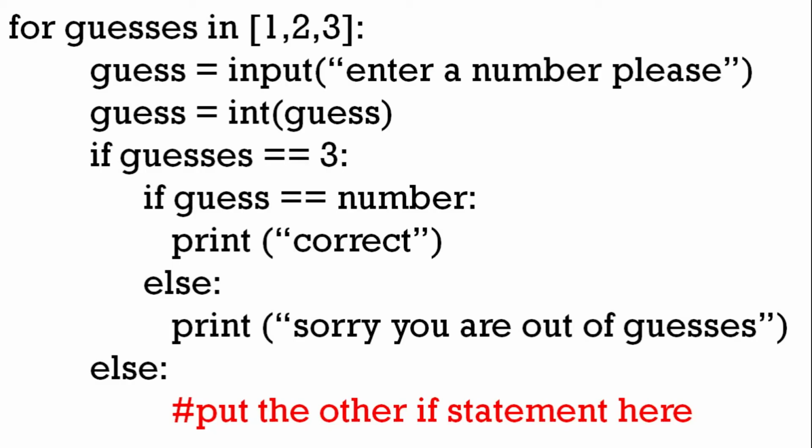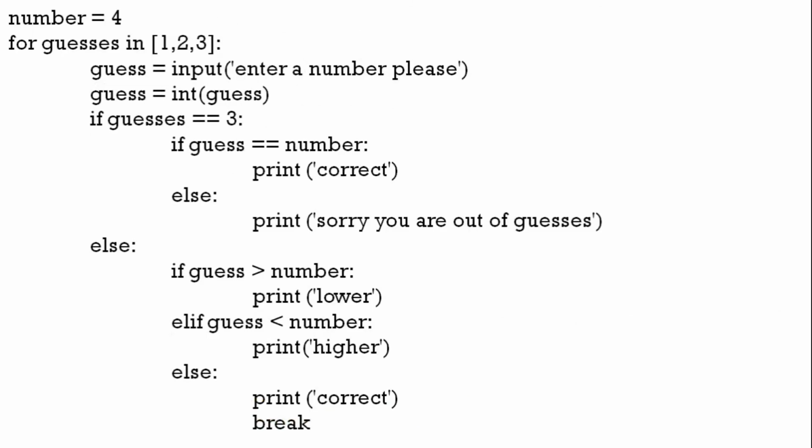And what about if they don't get it at all? So that's a bit more complicated. Here we've added another if statement. If it's the last guess, if guesses equals 3, then we either say it's correct or they're out of guesses. And at the bottom we put the other code, the other if, elif, else code in an else part, if that makes sense. So let's have a look at all of that code.